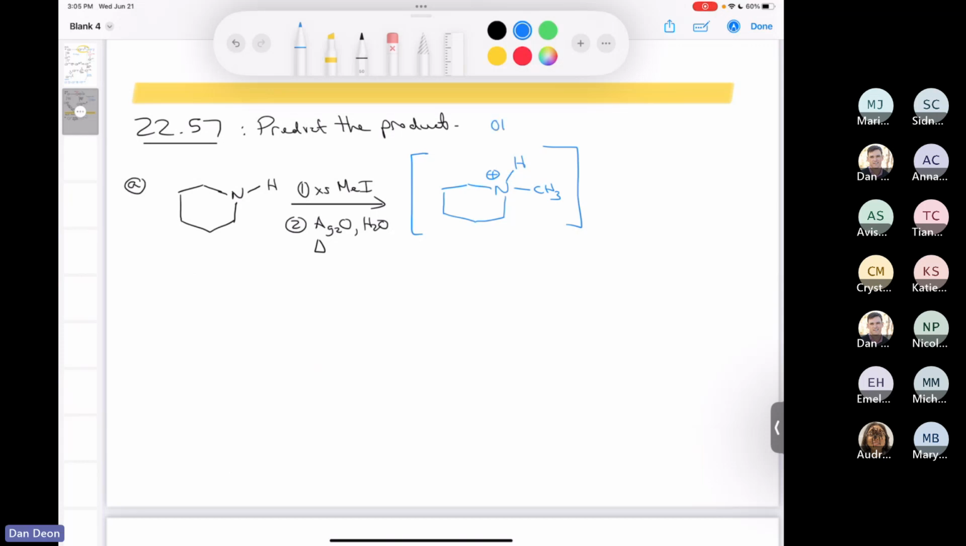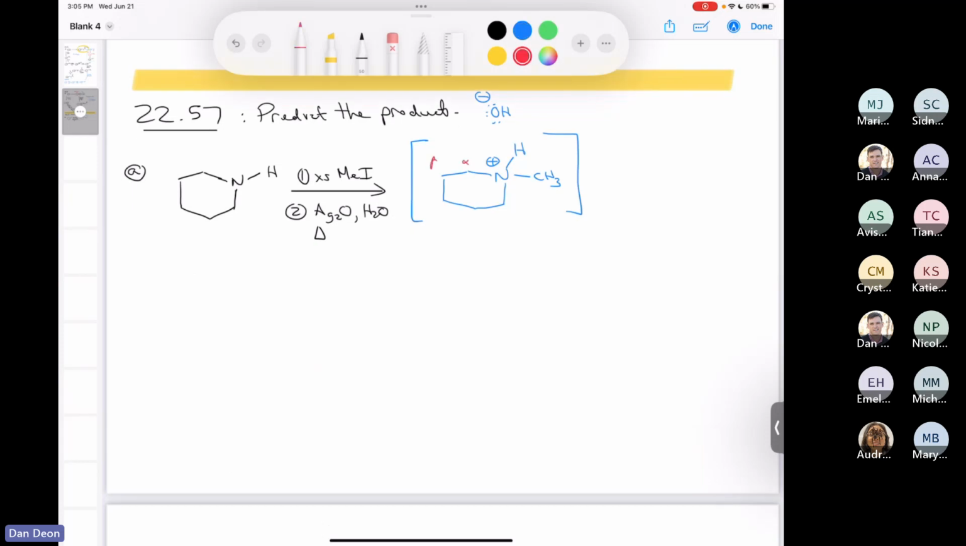and so your base, which is going to be the hydroxide ion, is going to come along and rip off a beta proton. So if this is alpha, this would be beta here.